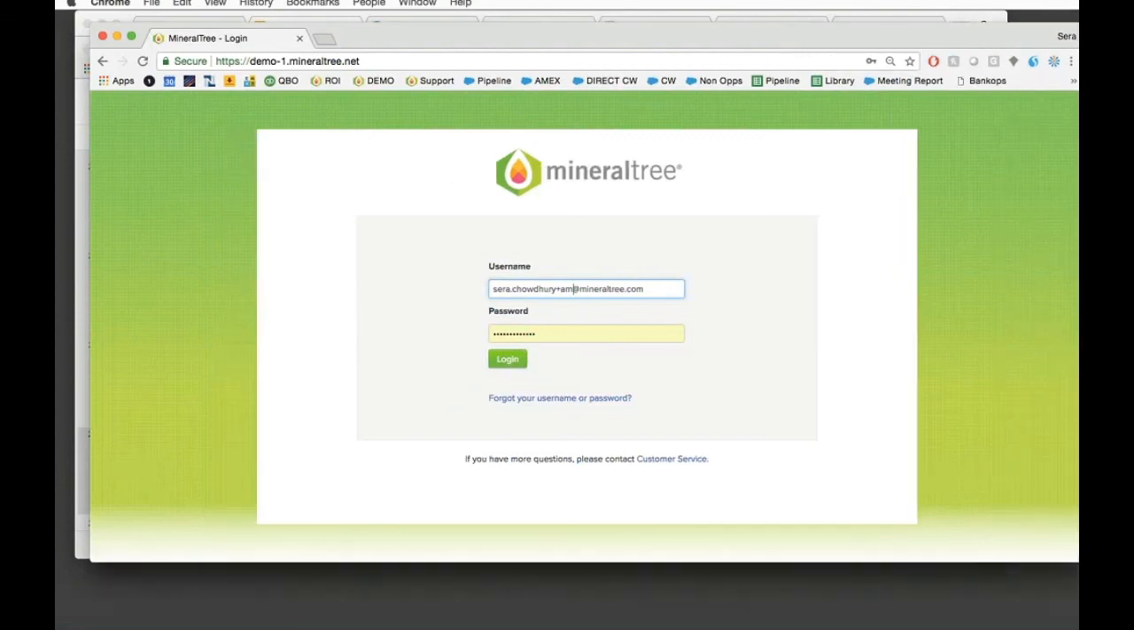Here's a question. One of the questions is, how do you guys manage the check processing? Does that mean we don't need to do the checks ourselves? Yeah, absolutely. So it's actually pretty simple.